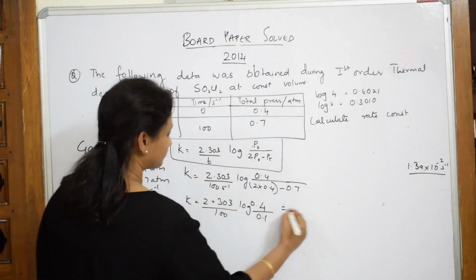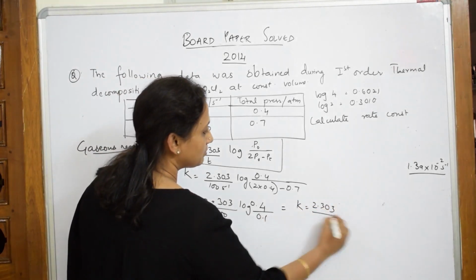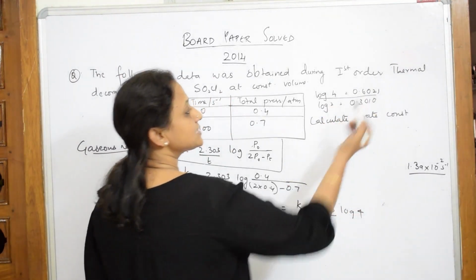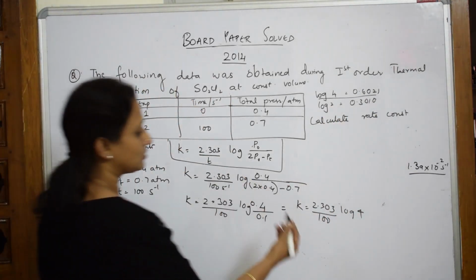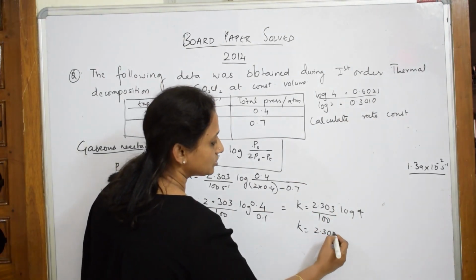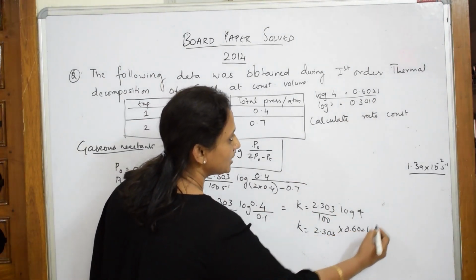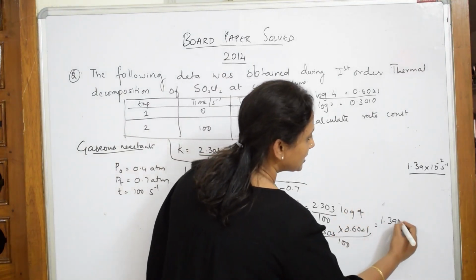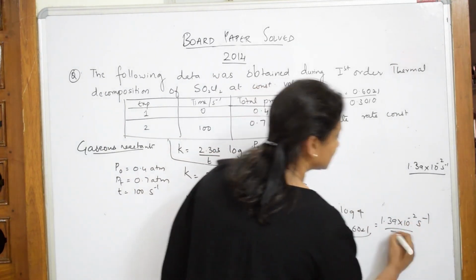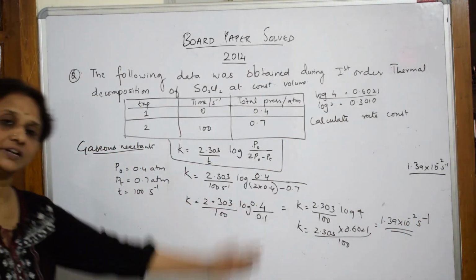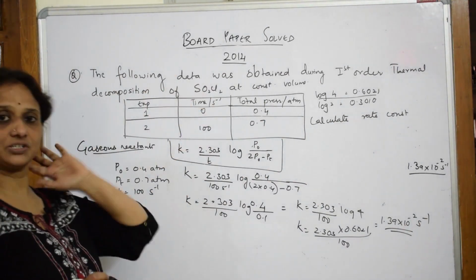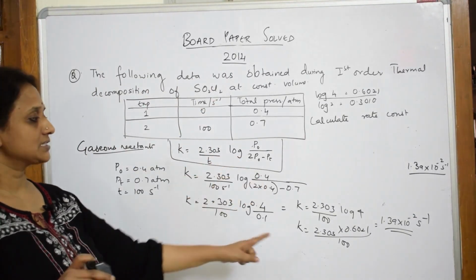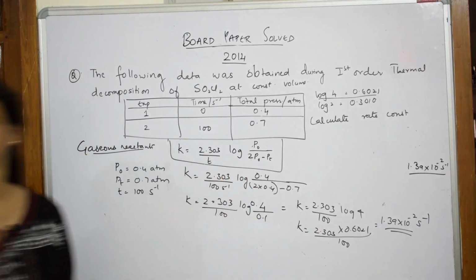K is equal to 2.303 by 100 into log 4. So what is the log 4 value given to us? It is already given as 0.6021. Now write K is equal to 2.303 into 0.6021 divided by 100. You get an answer of 1.39 into 10 raised to the minus 2 second inverse. That's it. This is what they want to find out. So remember, you have to see whether it is a gaseous reactant or a normal reactant, write the formula for gaseous reactants in first order kinetics, substitute the values, and you will finally get the answer.